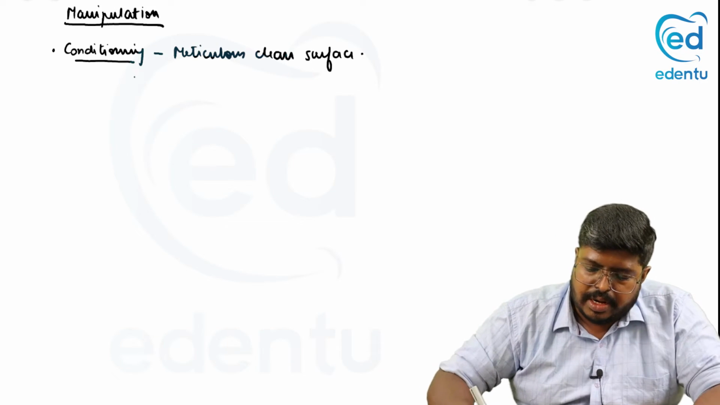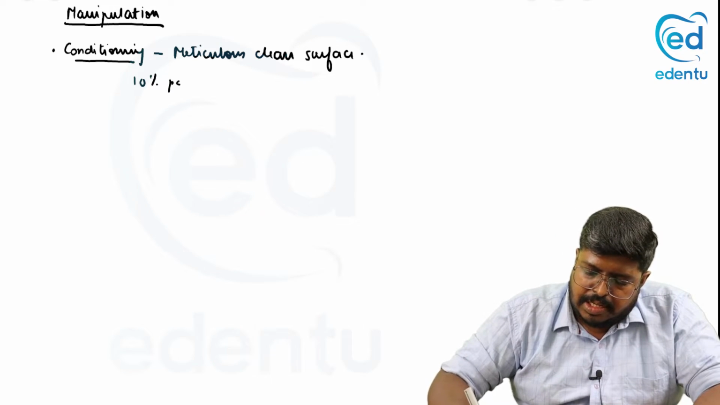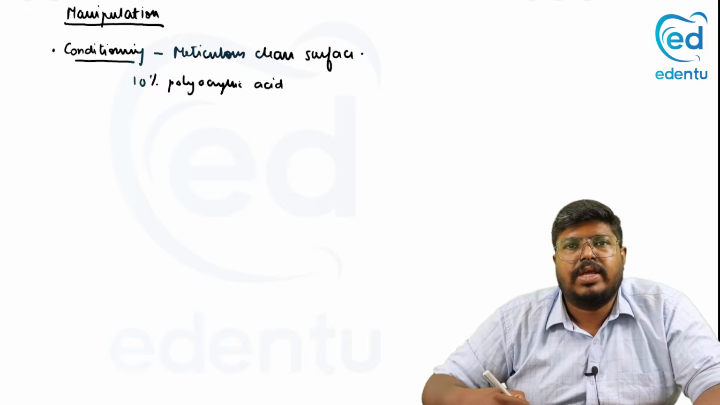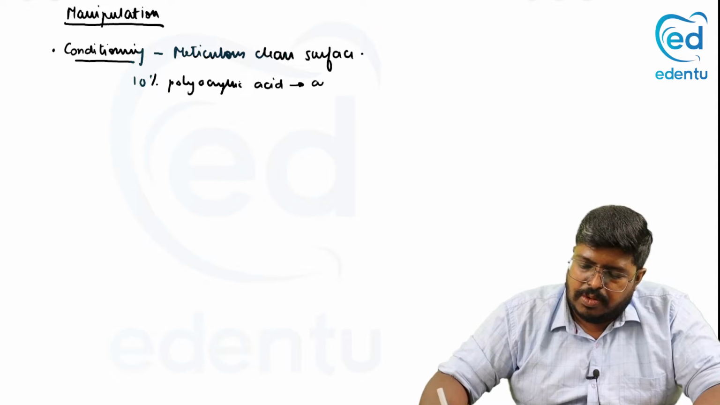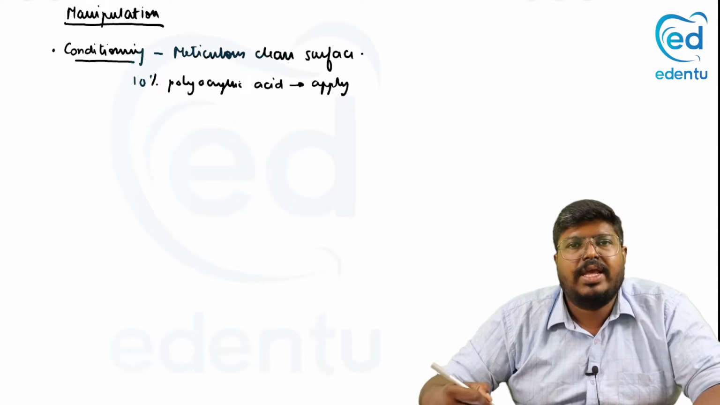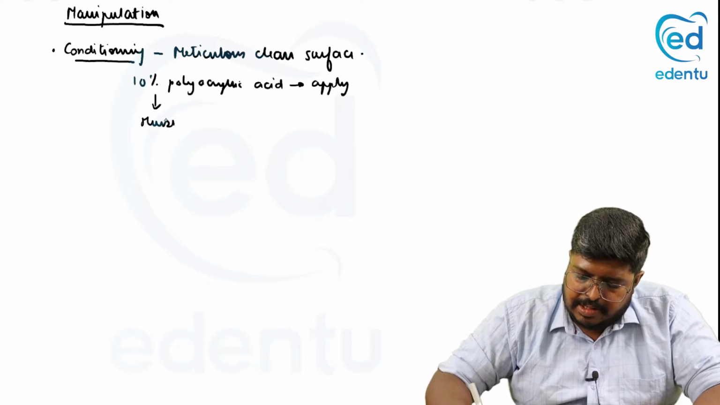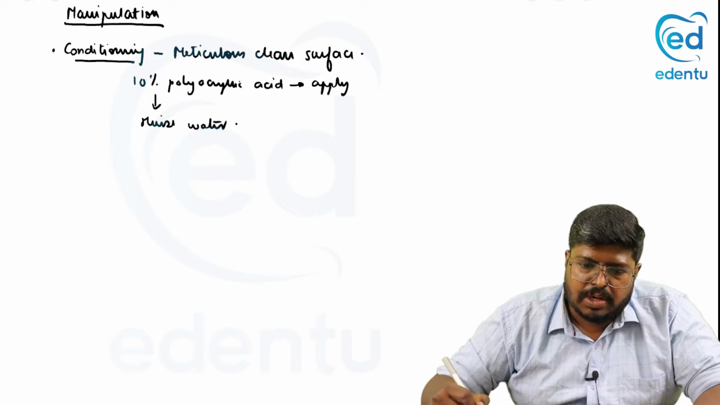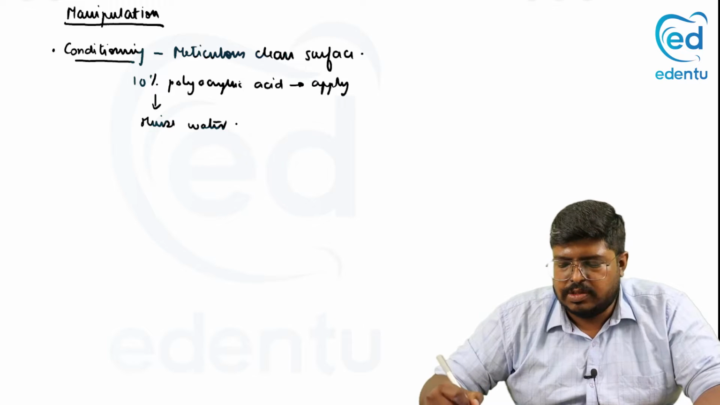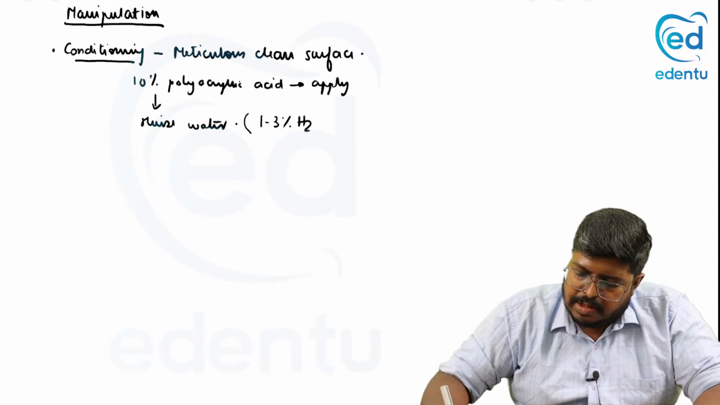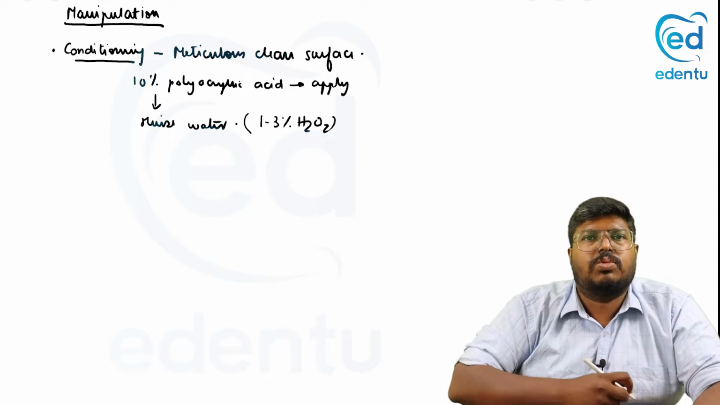How do you do that? You do that by using 10% polyacrylic acid. You are first going to apply the 10% polyacrylic acid on the surface of the tooth, and you will then rinse with water. Okay, you can rinse with water. If you don't have water, you can use 1 to 3% of hydrogen peroxide, H2O2.